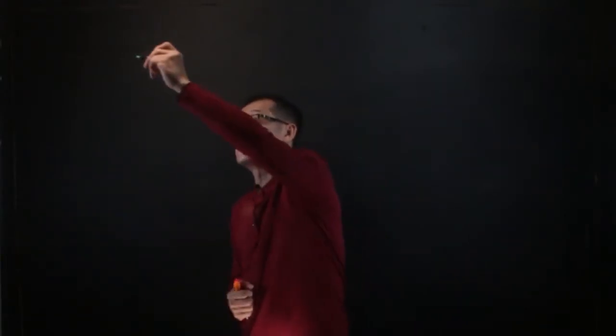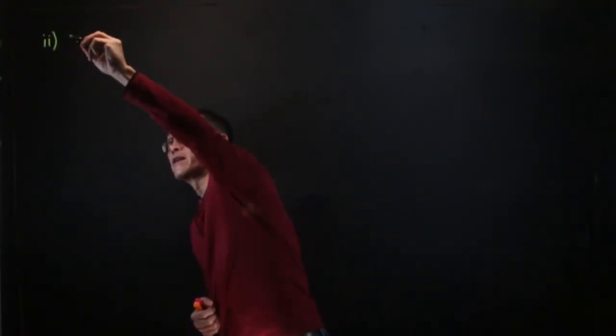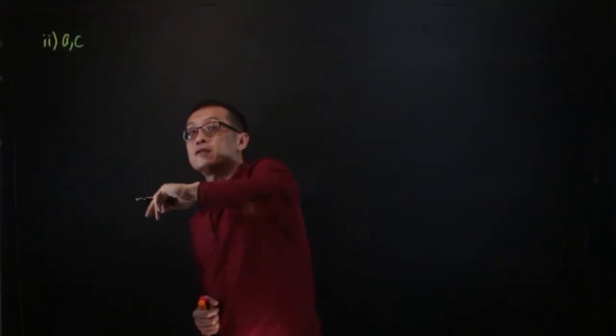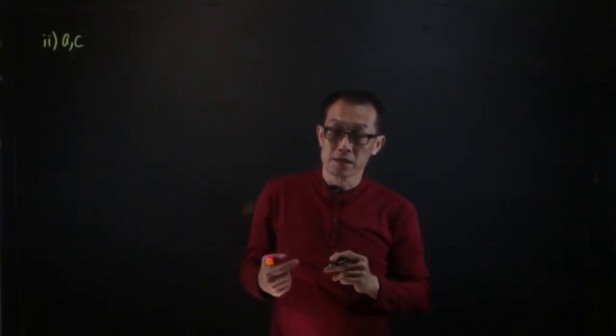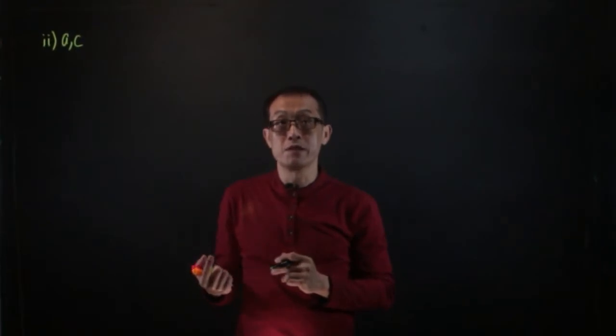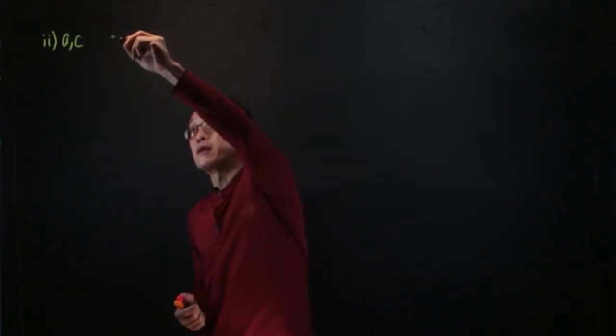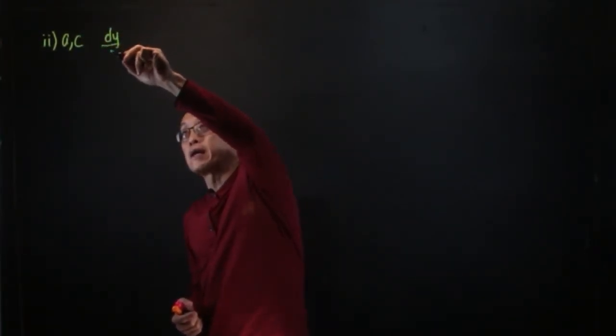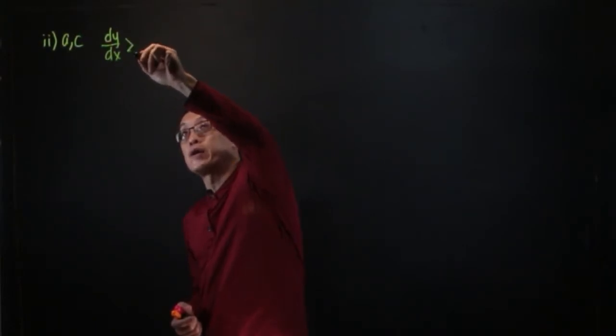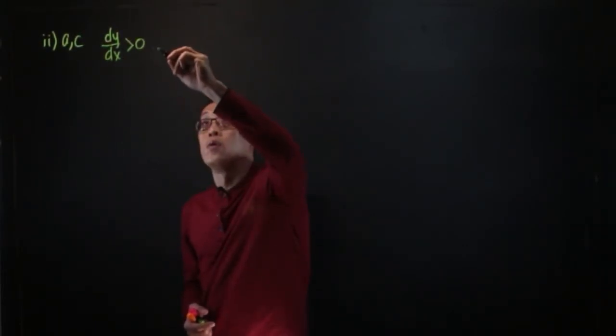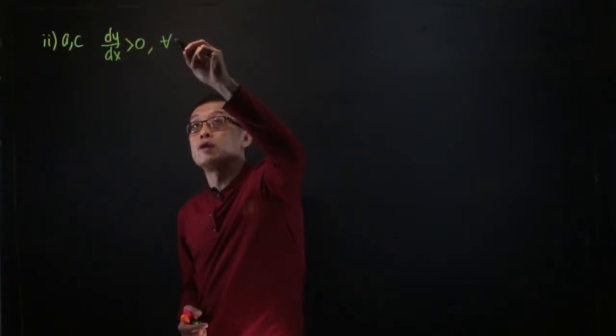Now we have come to the second part of the question, and that is the most interesting part. You are asked to find the condition of a and c such that the graph always has a positive gradient. What does that mean? That means dy/dx is always greater than 0 for all real values of x.